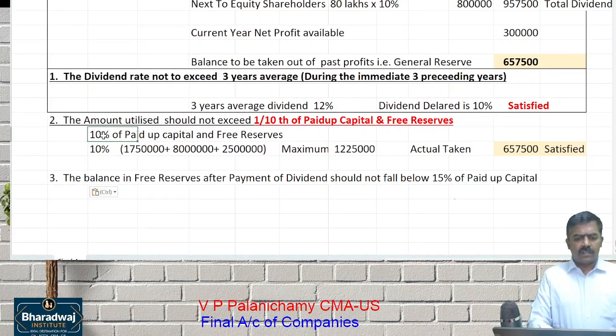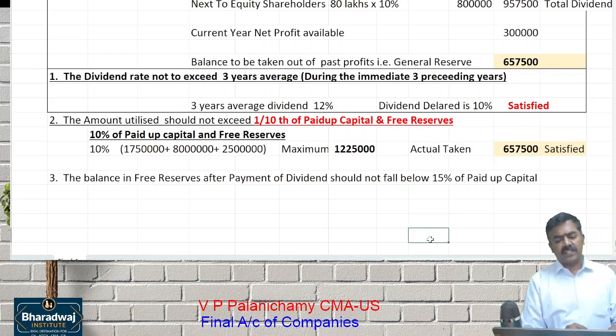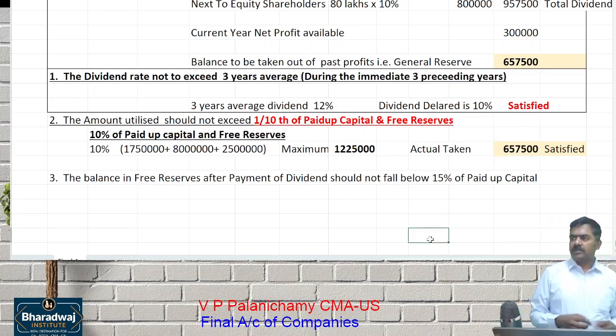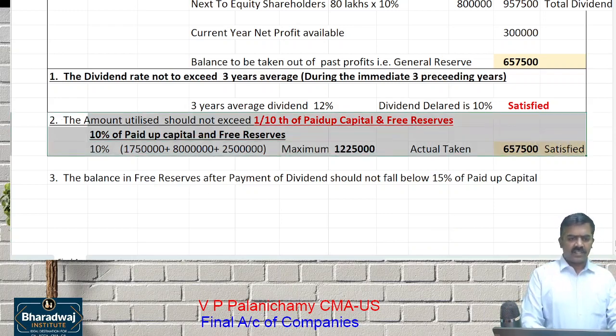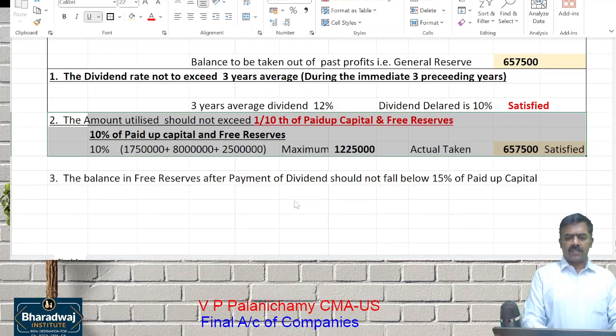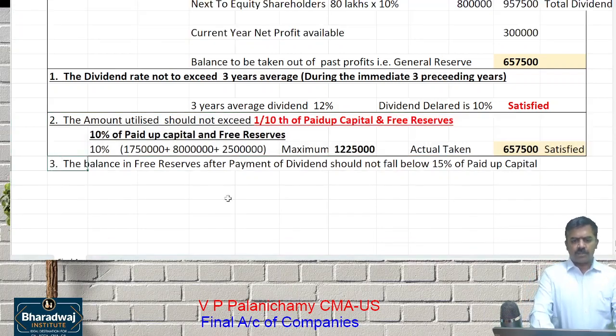Clear? Sir, you can use 10% of paid up capital and free reserves. Maximum use pannalam. 12,25,000 we can use. But we actually use only 6,57,500. Is there a problem? No. Yes. Within the limit. Satisfied no solla, otherwise it is within the limit. Third one, the balance in free reserves should not fall below what?